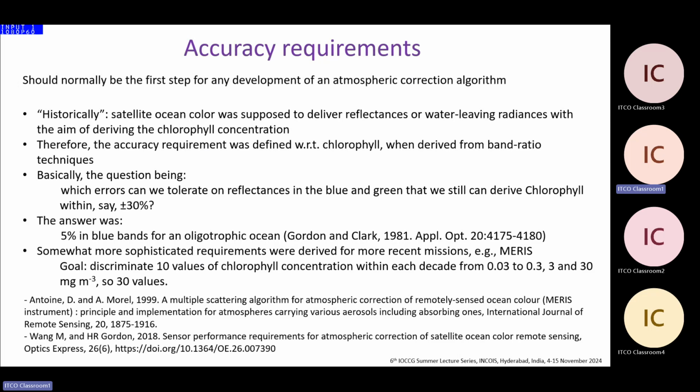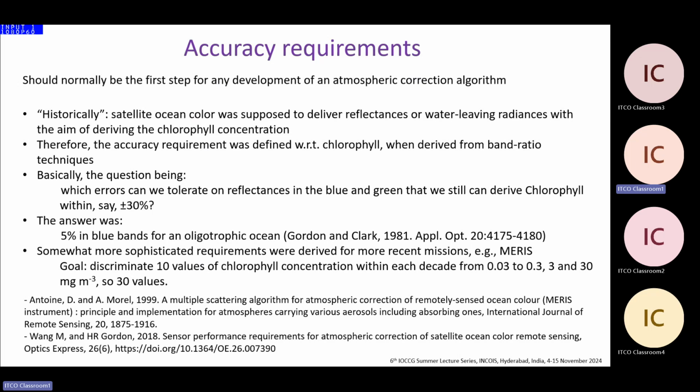Okay, so accuracy requirements. Historically, when we started with the CZCS and the SeaWiFS, most of the effort and the objective was to derive the chlorophyll concentration. So the accuracy requirements have been defined for this specific objective. Basically, the question at that time was, which errors can we tolerate on the reflectance?